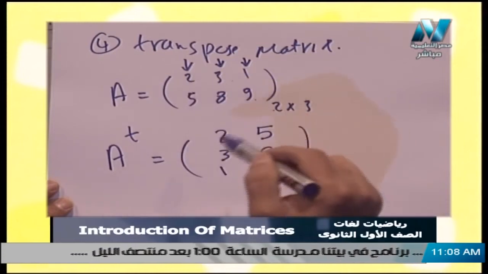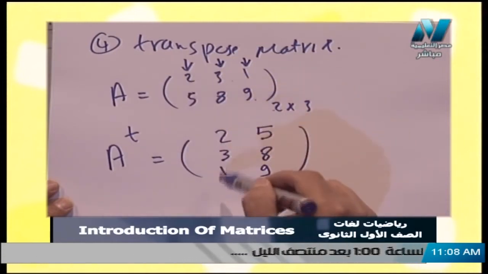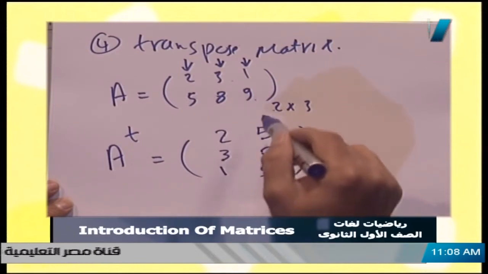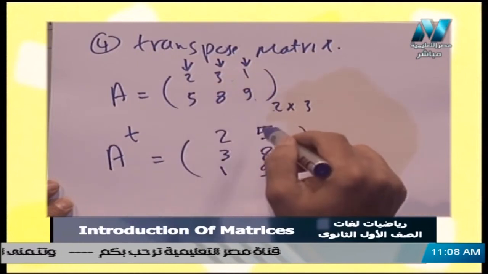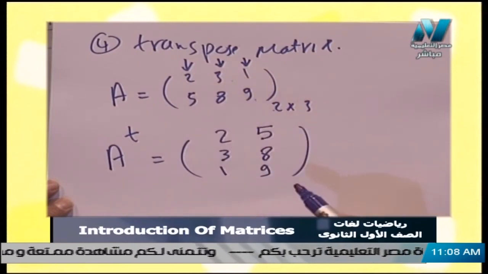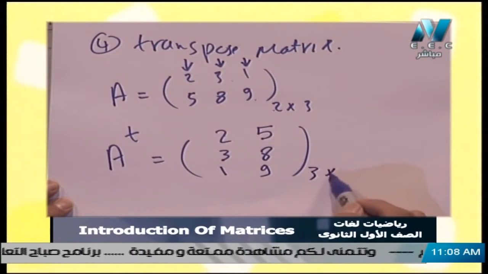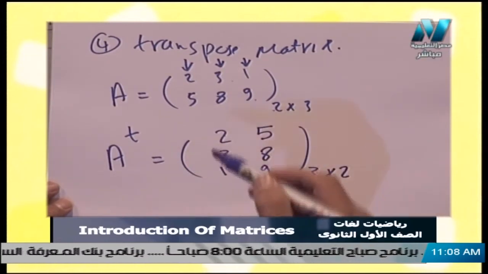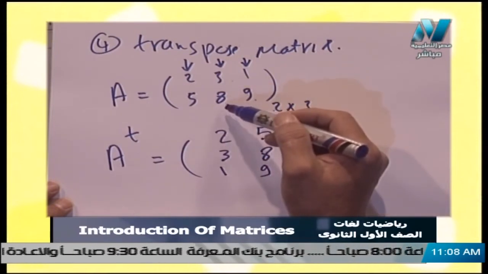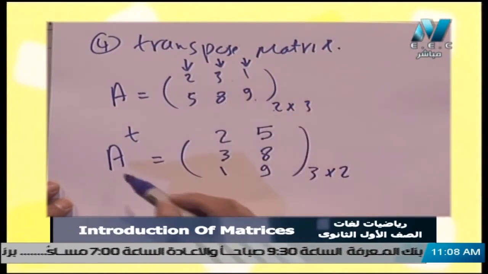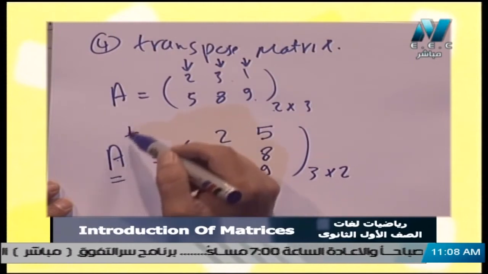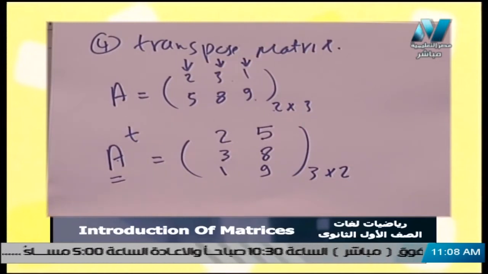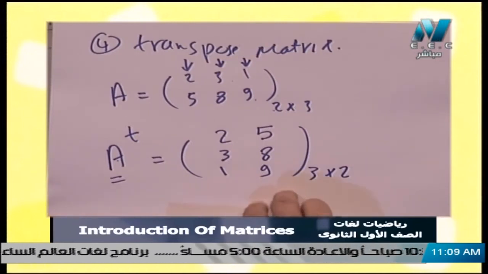Okay? Or we can say 2, 3, 1 is the first row, it becomes the first column. 5, 8, 9, the second row, equals the second column. So it will be converted. So it is what? It is the transpose of this matrix A. Okay, and we will symbolize it by A^T. A^T means A transpose. Okay, let's move to another one.